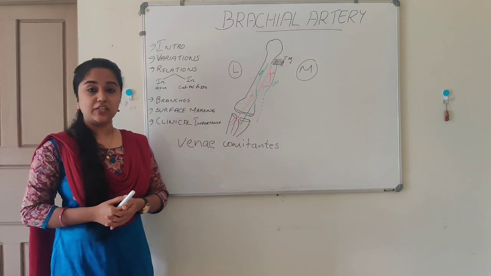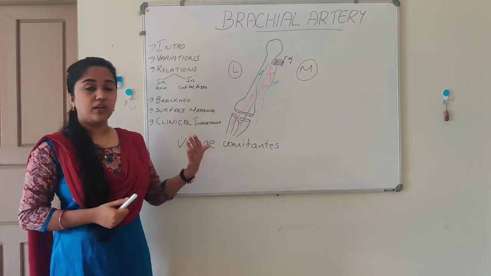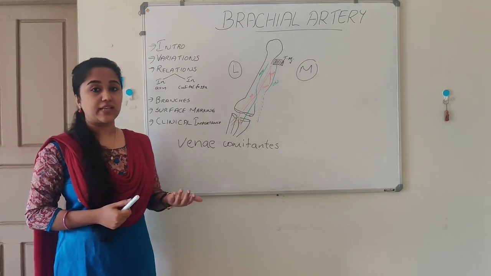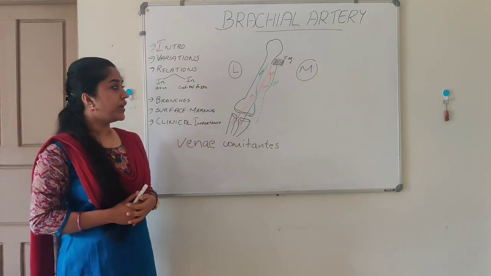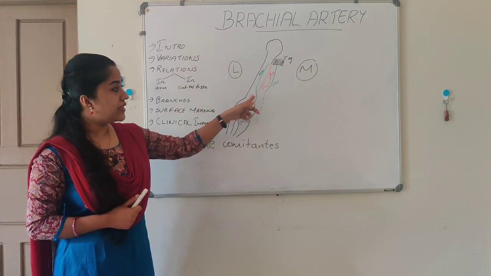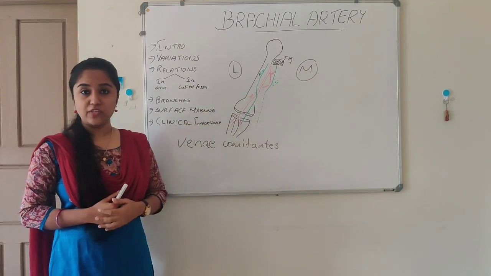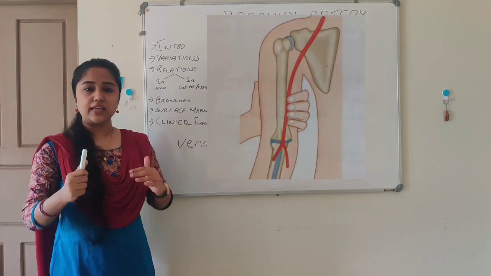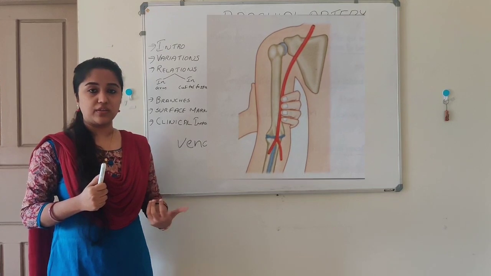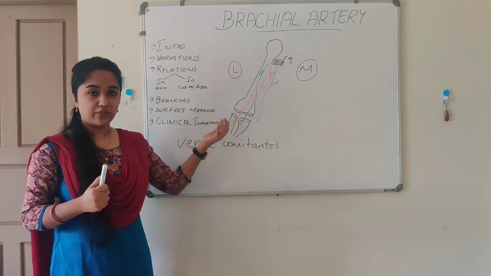Whereas posteriorly, the relations from above downwards are: long head of triceps, medial head of triceps, coracobrachialis and brachialis muscles. And you can see the level of insertion of coracobrachialis at the middle of the shaft of humerus is a site where you can apply pressure by squeezing the artery against the shaft of humerus.